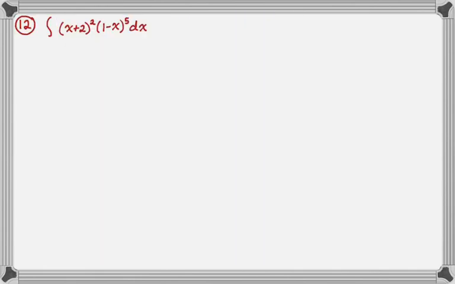We've got the integral of the quantity x plus 2 squared times the quantity 1 minus x to the 5th dx. So when you have to make a choice between something to the 2nd and something to the 5th, you would rather do something to the 2nd. So we're going to let u equal the thing that's being raised to the 5th power. So u is equal to 1 minus x, which means that x is equal to 1 minus u, and we can use that to find dx. Okay, so we have dx is negative du.